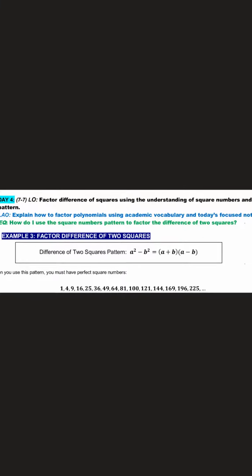All right, my friends, we made it to day 4, which is about 7-7, and our learning objective is to factor difference of squares using the understanding of square numbers in a pattern. Our language acquisition objective is to explain how to factor polynomials using academic vocabulary in today's focus notes. And your essential question is, how do I use square numbers pattern to factor the difference of two squares?